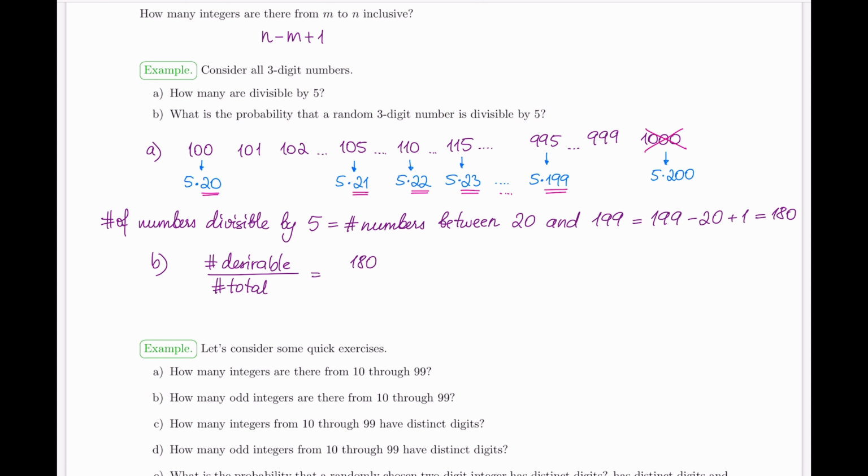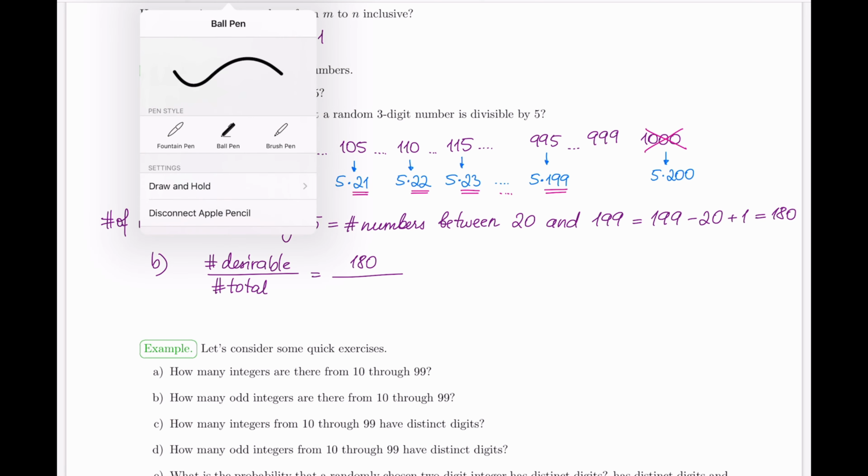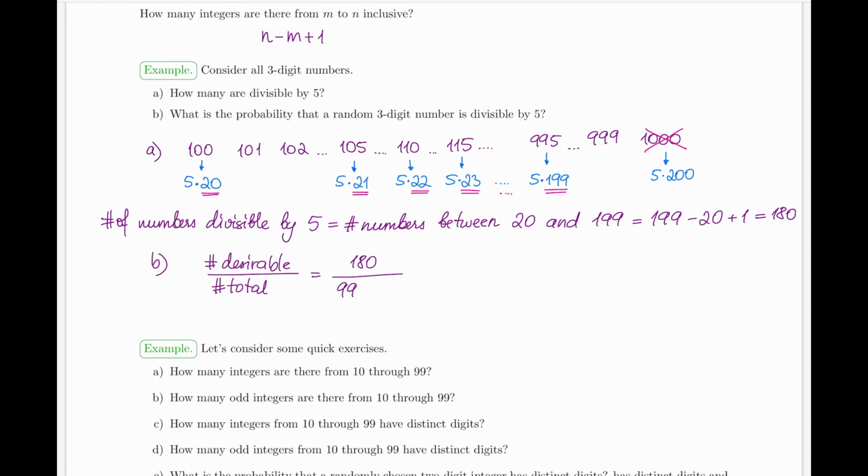The total is the total number of 3-digit numbers that we're choosing from, so the numbers between 100 and 999. And for that, we will also use the exact same formula. To figure out how many numbers there are between 100 and 999, I need to take the last number, 999, minus the first number, 100, and then add 1.